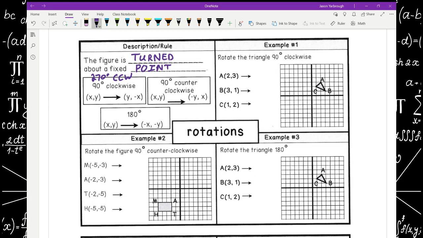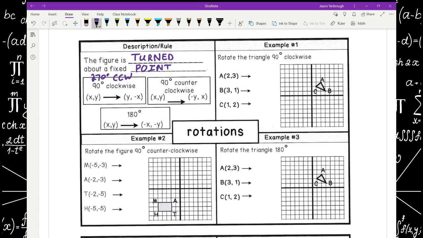Now, the rules are: 90 degrees clockwise or 270 degrees counterclockwise, (x, y) maps to (y, -x). For 90 degrees counterclockwise, (x, y) maps to (-y, x). And if it's 180 degrees, then (x, y) maps to (-x, -y). Now, here's the nice little trick that you can kind of remember to it.